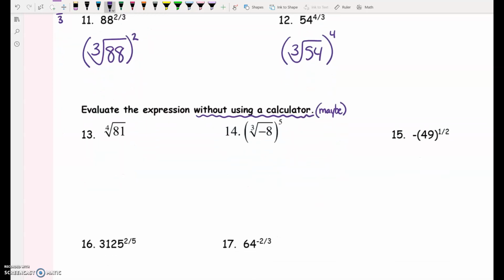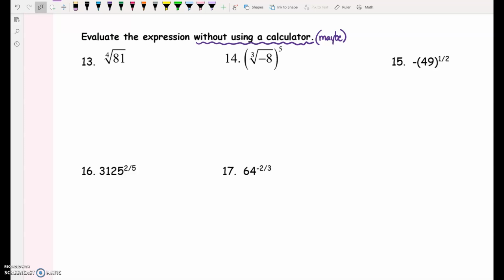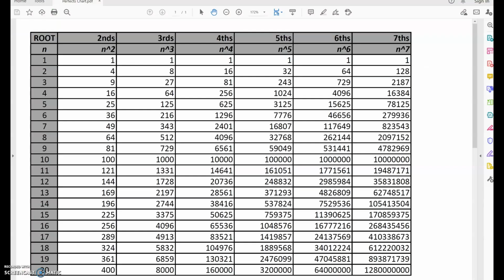Okay. Now, normally at this point, I give you guys a perfects chart. And actually, I'm going to show that to you, and I'll put it up on Schoology so you can start using it if you want to. This thing is called a perfects chart. It is a whole bunch of numbers, but basically, it shows you like 6 to the 2nd is 36, 6 to the 3rd is 216, 6 to the 4th is 1,296, 6 to the 7th is 279,936. So you can use this to take a number and raise it to an exponent. You can also use this to take the square root or the 3rd root or whatever.